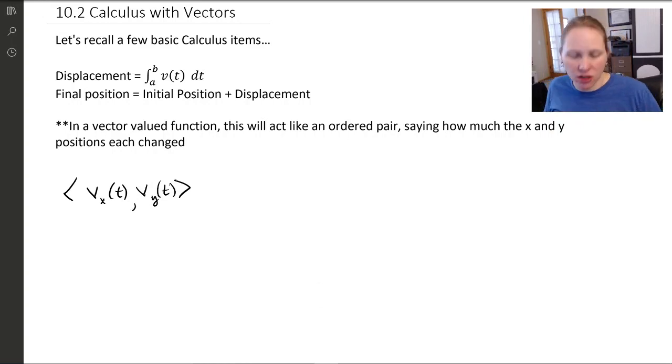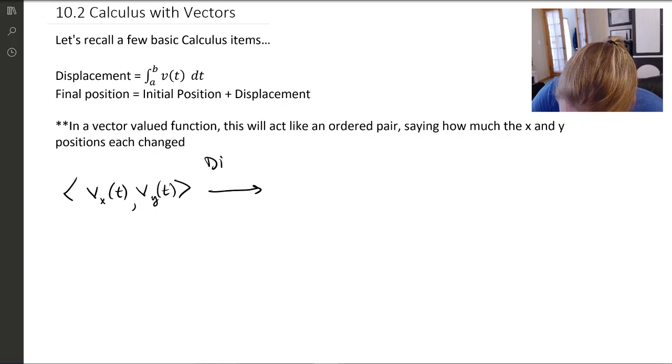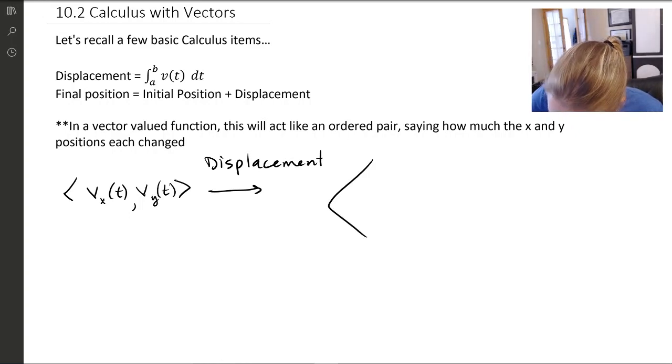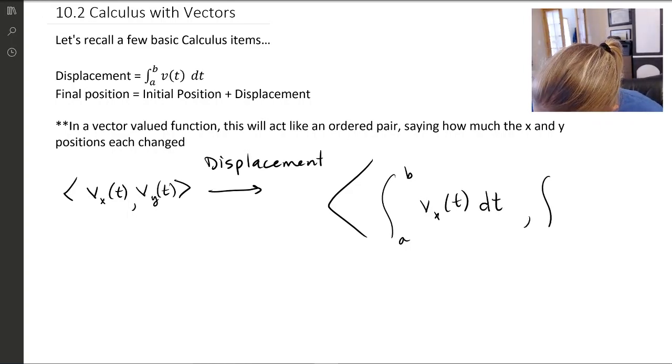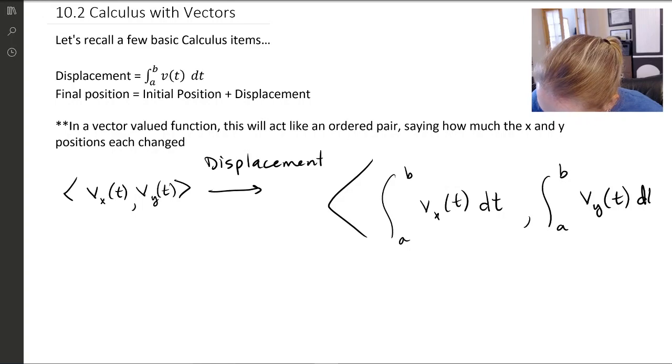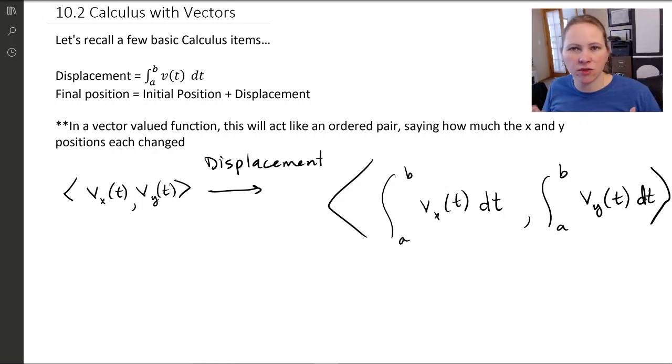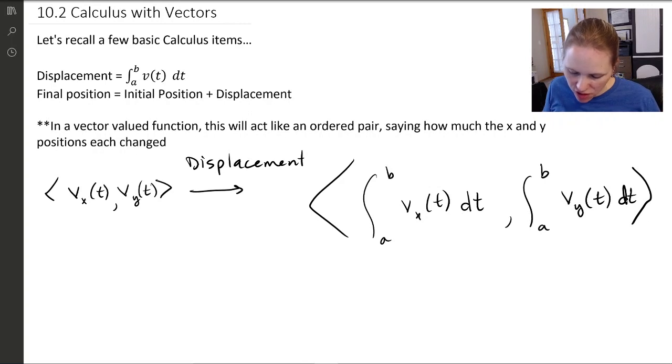And so if we want to find our displacement, the displacement will simply be an ordered pair of integrals from time a to b. So we'll integrate the x equation with respect to t, and then we'll integrate the y equation with respect to t. So it's like we have double the equations. And that's how we're going to find the displacement when we have vector valued functions. So it's an ordered pair of integrals, much the same way that if we just have a function with respect to time, our displacement would just be the integral. Well, here the displacement would be an ordered pair of integrals.